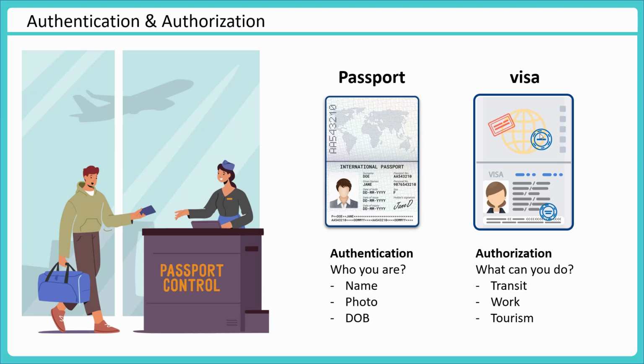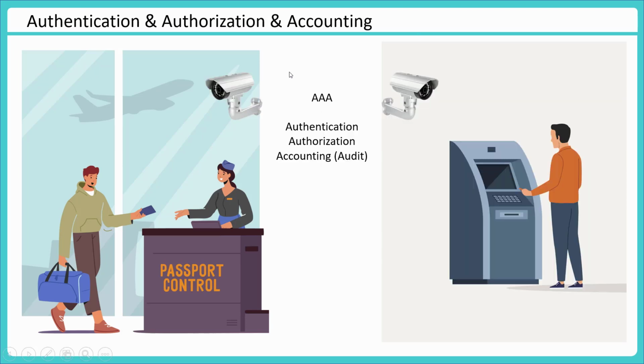Along with these two terms, authentication and authorization, a third term is also commonly used, but not everyone knows about it, and that is referred to as accounting. People also refer to it as auditing. In most of these places, like passport control, you would find a camera there. If you are talking about an ATM, there would be a camera there. What this camera is doing is recording your activity.